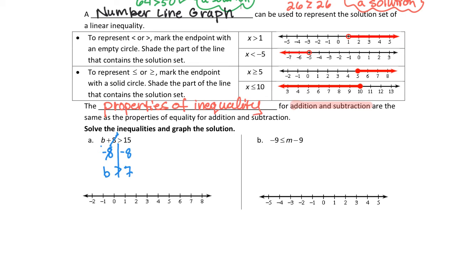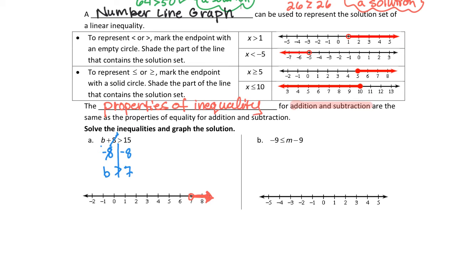On my graph, since there's no equal sign, so no line, no filling, I'm going to put an open circle at 7, and it's a greater than, it points to the right. So I'm going to shade to the right. Make sure you put an arrow at the end.